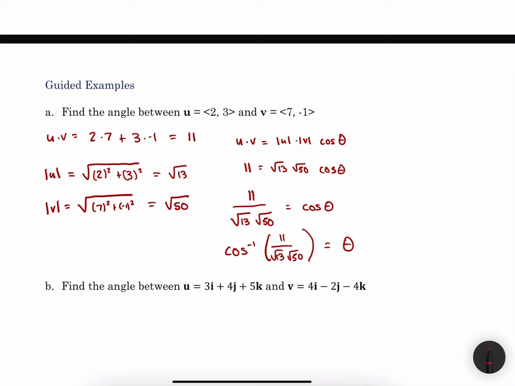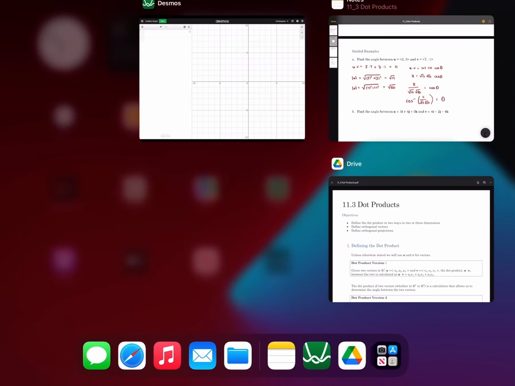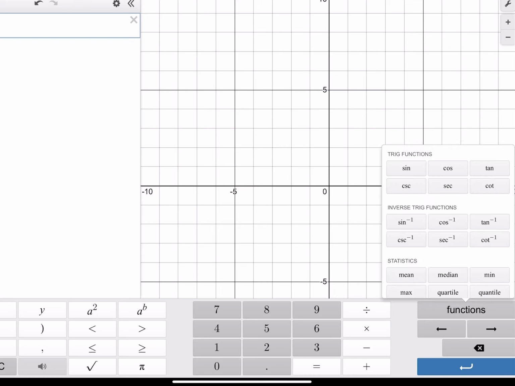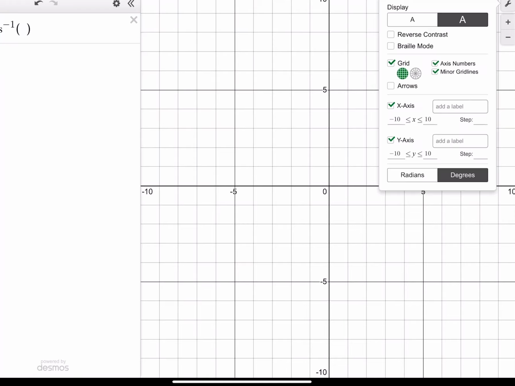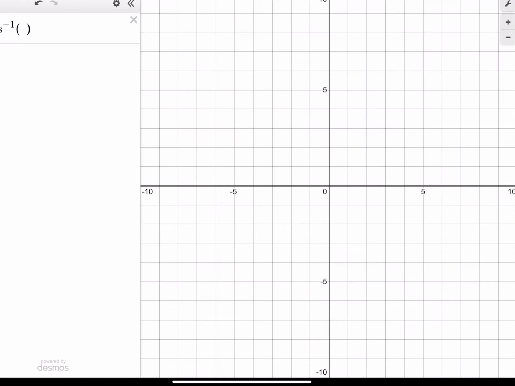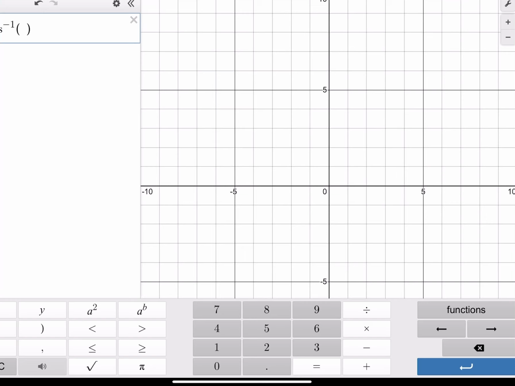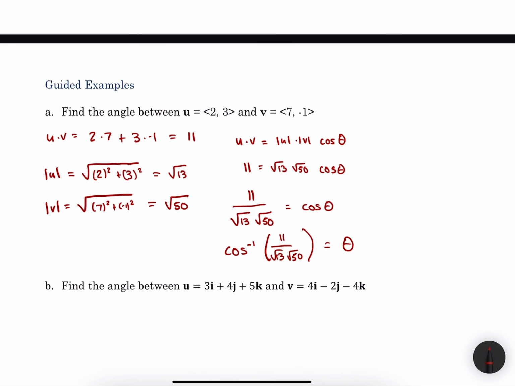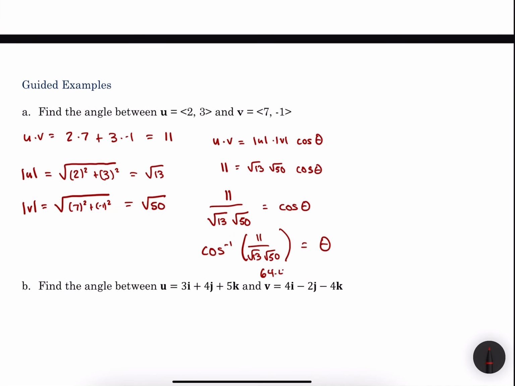So I'm going to move over to Desmos so we can actually calculate that. It was 11, 13, and 50. So we're going to go to functions. We have cosine inverse. If you're using Desmos with me, make sure you're in degree mode. So we're going to have cosine inverse, and I believe it was 11 divided by the square root of 13 times the square root of 50. And that's going to give us 64.4 degrees. So 64.4 degrees equals theta.